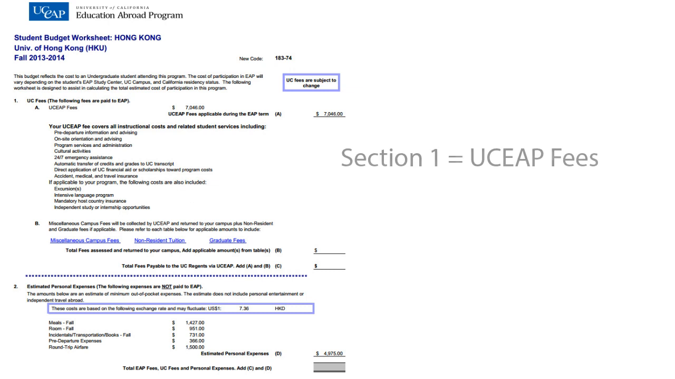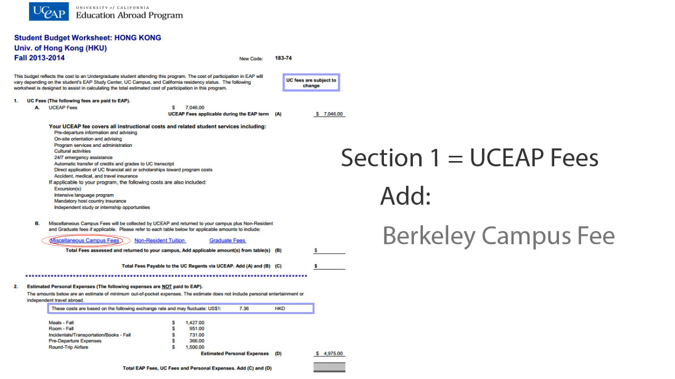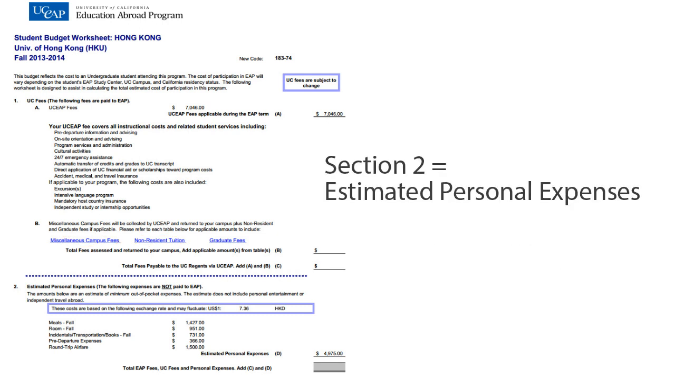Section 1 of the program budget includes all fees that need to be paid to UCEAP through your MyEAP account. These replace the fees you typically pay through CARS for your Berkeley tuition. When evaluating your Section 1 expenses, remember to calculate in the Berkeley campus fee as well as non-resident tuition if it applies to you. Section 2 includes all estimated expenses that you will pay out of pocket.